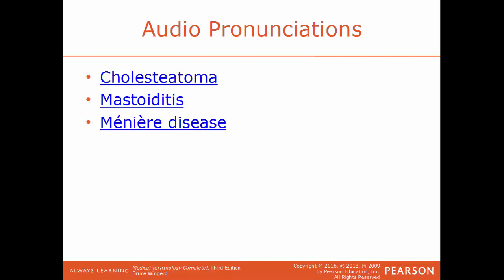Our next term here, Meniere's disease. This is a disorder of the inner ear that will give a person the feeling of very severe dizziness, severe vertigo, and also tinnitus, and then some hearing loss, and also a feeling of general fullness in the ear. And it usually only impacts one ear.